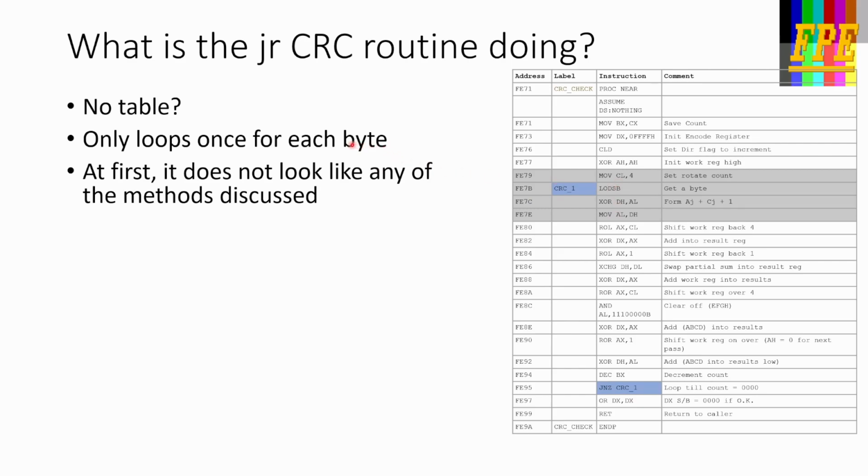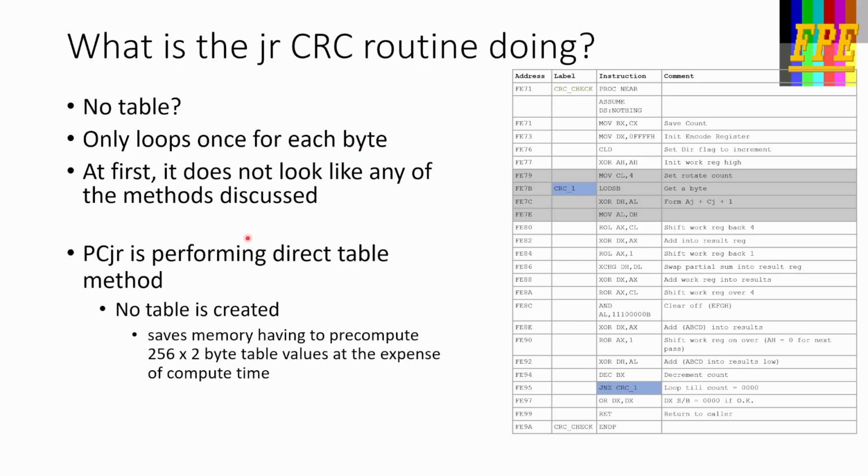So at first, this doesn't really look like any of the methods I've discussed. What the PCjr is actually performing is a direct table method, but there is no table created. The good news is it's saving memory by not having to pre-compute 256 values times 2 byte table entries, at the expense of compute time. So it doesn't have to store these in memory, but of course it takes a little longer to go through this routine. But it only does it at startup and only if you have a cartridge in, so it's not really that big a deal.